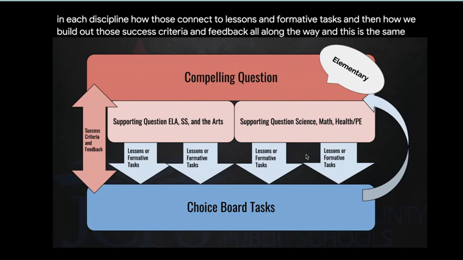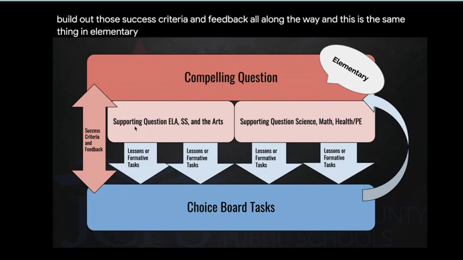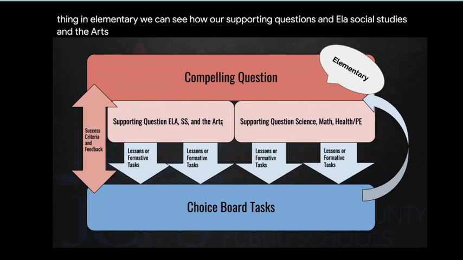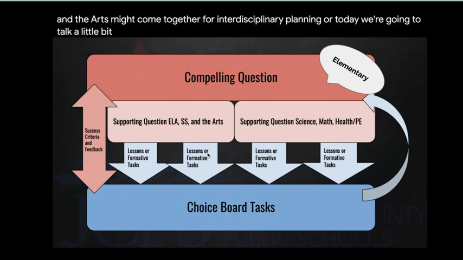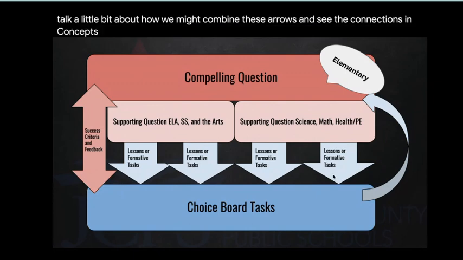And this is the same thing in elementary. We can see how our supporting questions in ELA, social studies, and the arts might come together for interdisciplinary planning. Or today, we're going to talk a little bit about how we might combine these arrows and see the connections in concepts and skills and content between our disciplines.